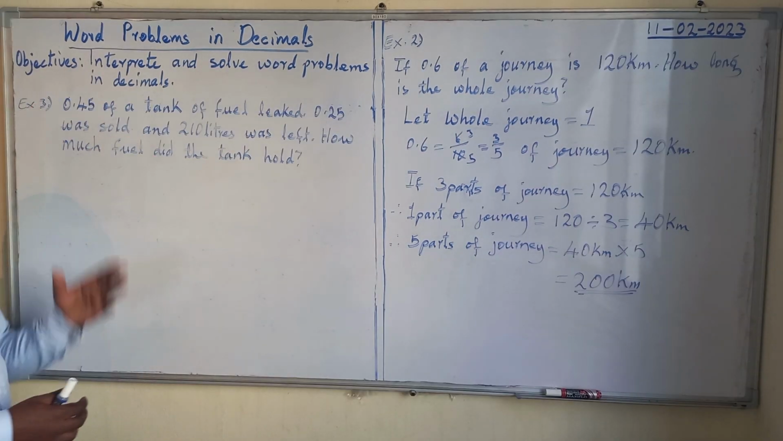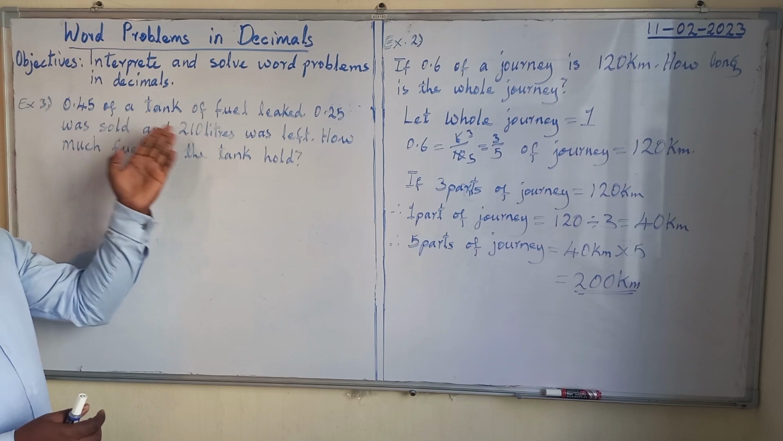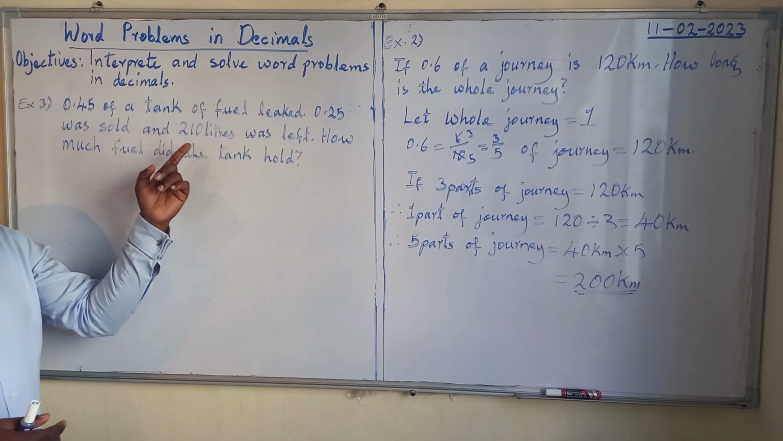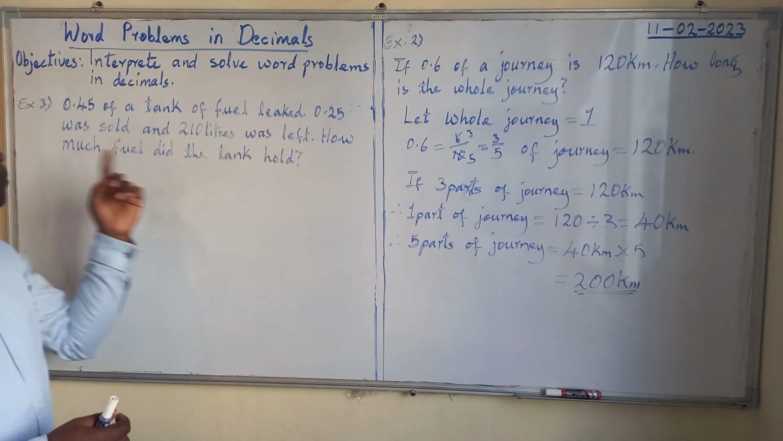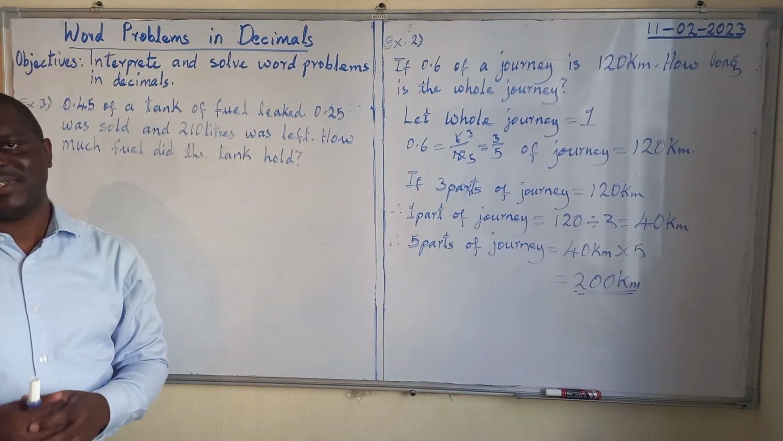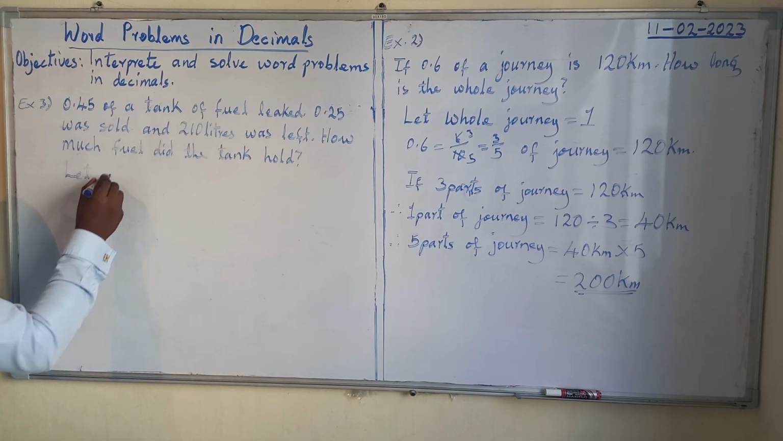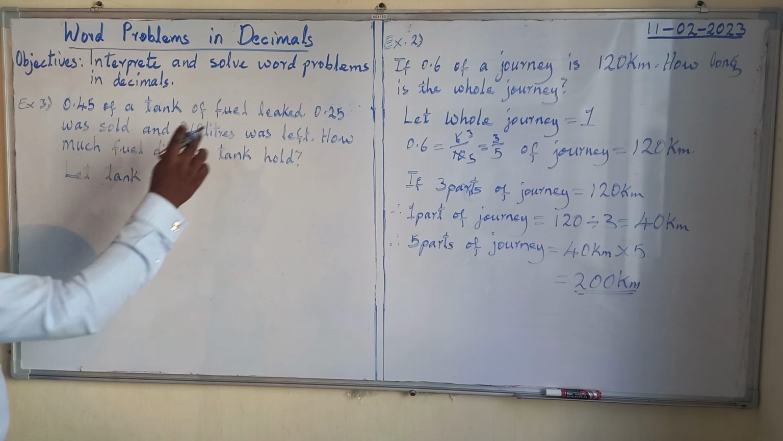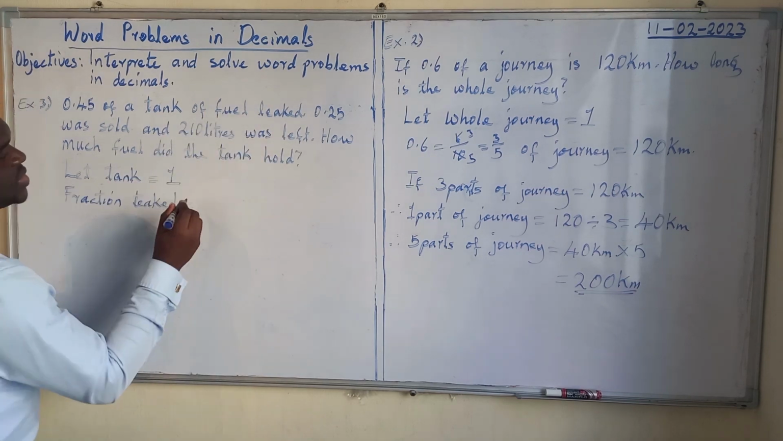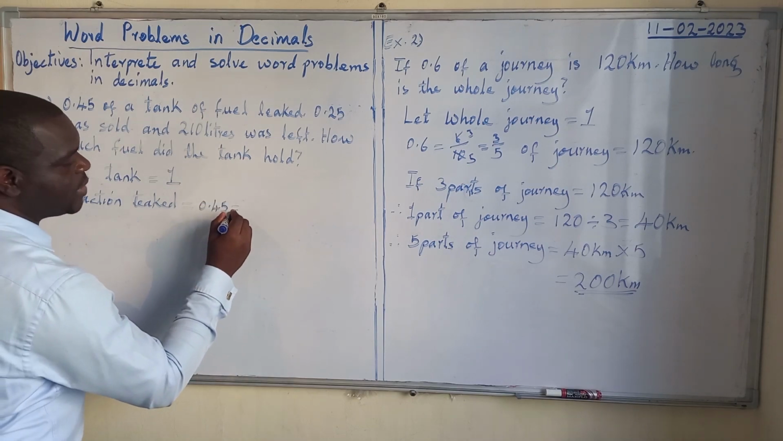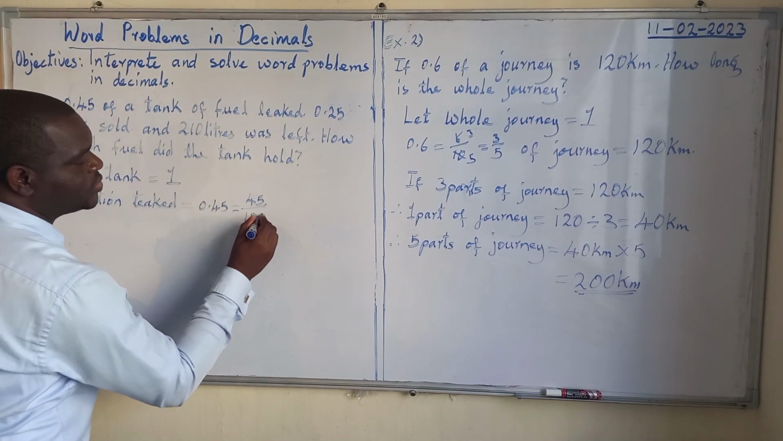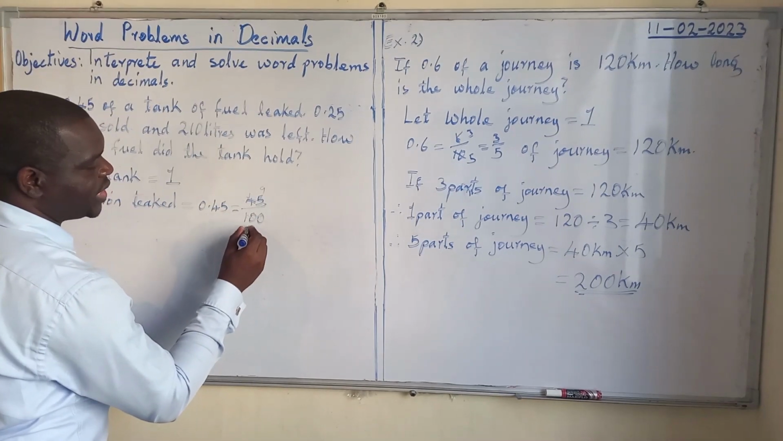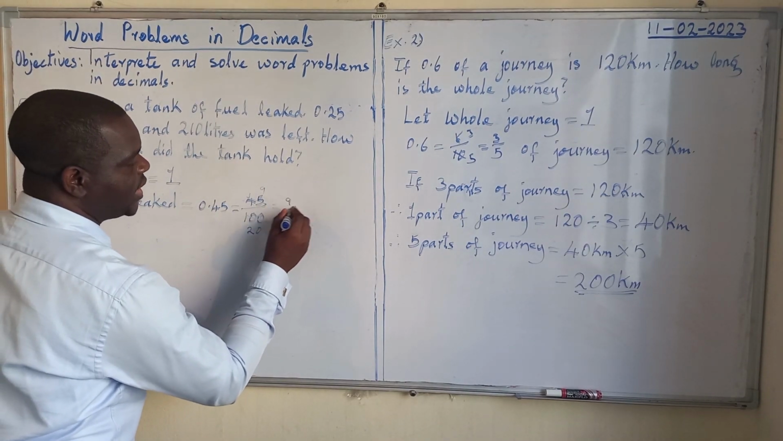Here is our third question, and it says 0.45 of a tank of fuel leaked, 0.25 was sold, and 210 liters was left. How much fuel did the tank hold? So the first thing is to assume the tank is equal to 1. The full tank will be equal to 1. We know the fraction of fuel that leaked. The fraction leaked is equal to 0.45. To change the decimal to a fraction will be 45 over 100. And we can simplify here. 5 into 45, 9 times. 5 into 100, 20 times. So here we have 9 over 20.